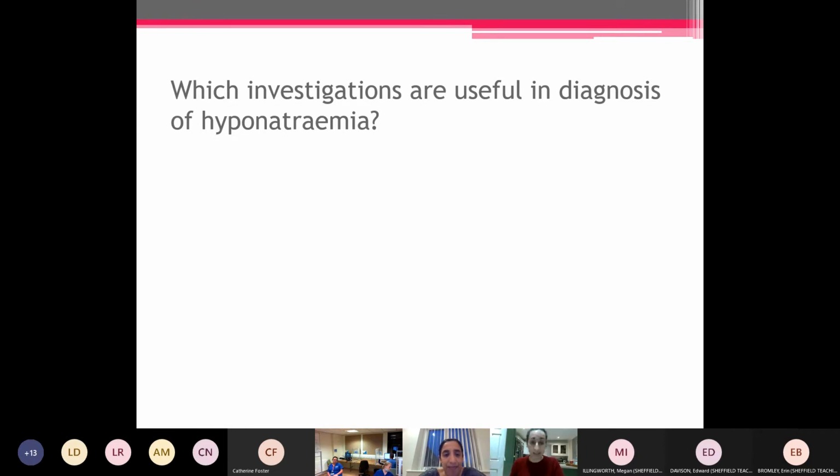What investigations do we do for hyponatremia? So I've said a couple already. We won't start off with investigations, just the approach to the patient with hyponatremia. What do we do first?